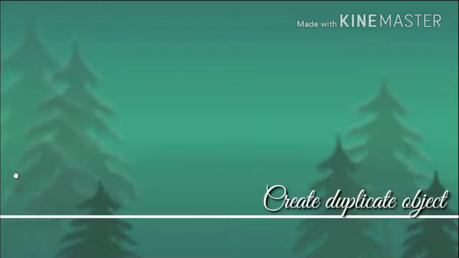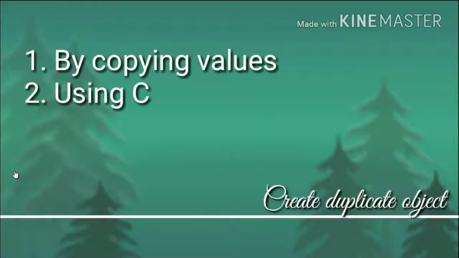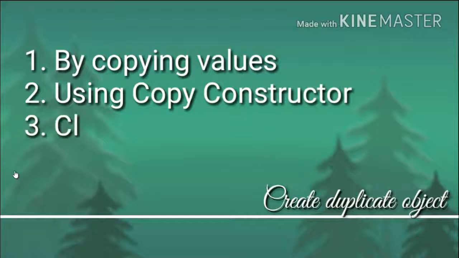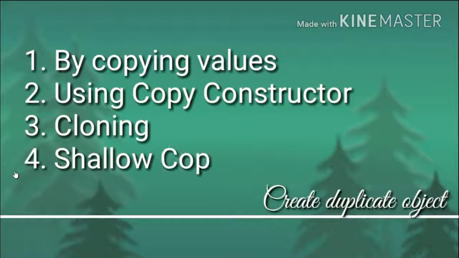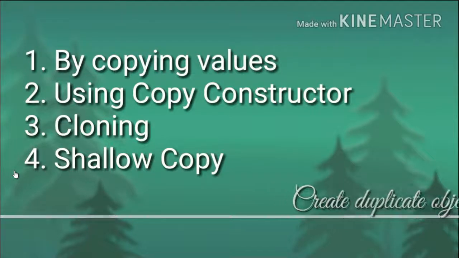In the previous video section, I have already talked about two different ways of creating a duplicate object. Number one is by copying values, and the second one is using a copy constructor. In this video section, I will talk about the remaining two, cloning and shallow copy.